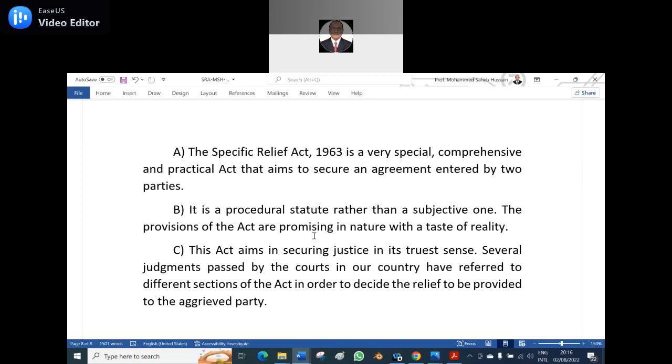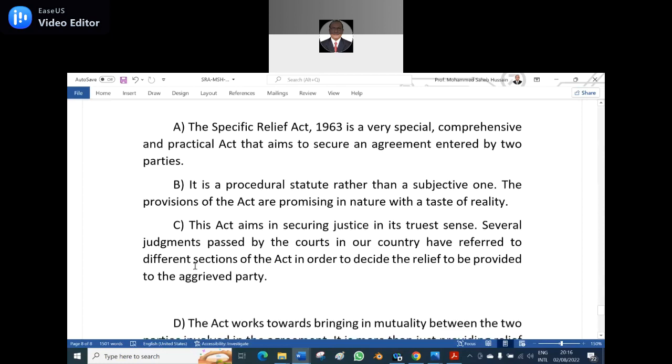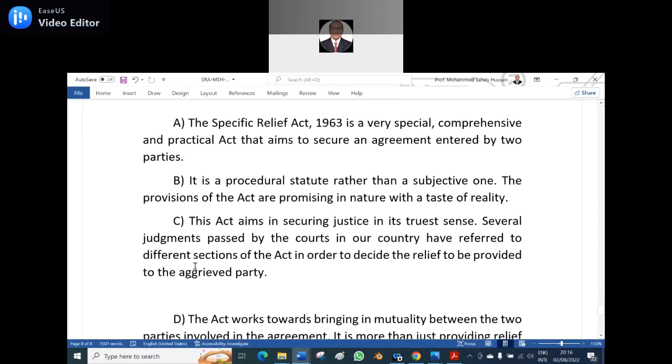I am sure this is very much correct. And B, it is a procedural statute rather than a subjective one. Yes, it is a procedural one. The provisions of the Act are promising in nature with a taste of reality. Yes, it is also true. C, this Act aims at securing justice in its truest sense.